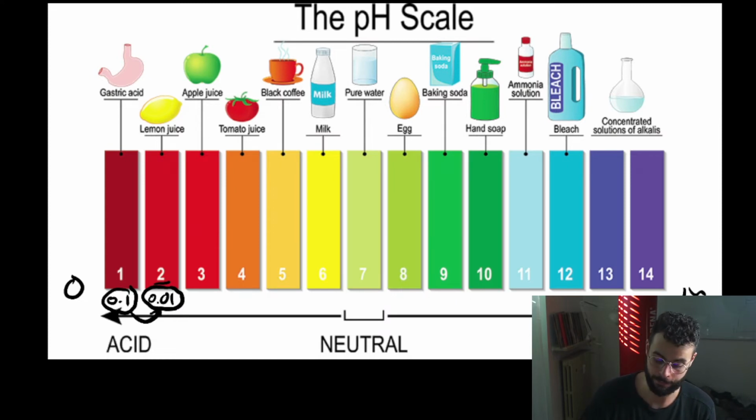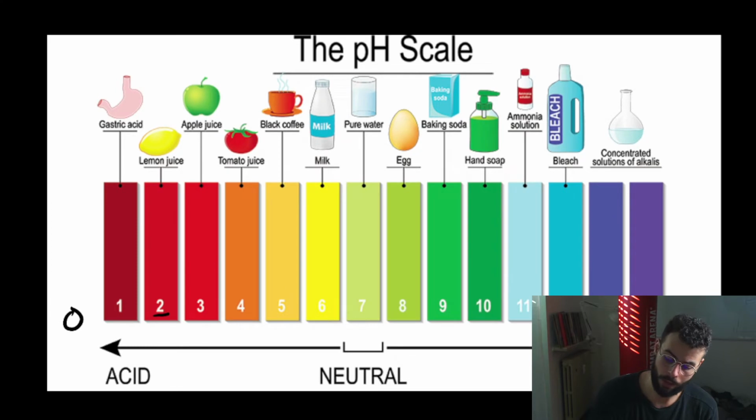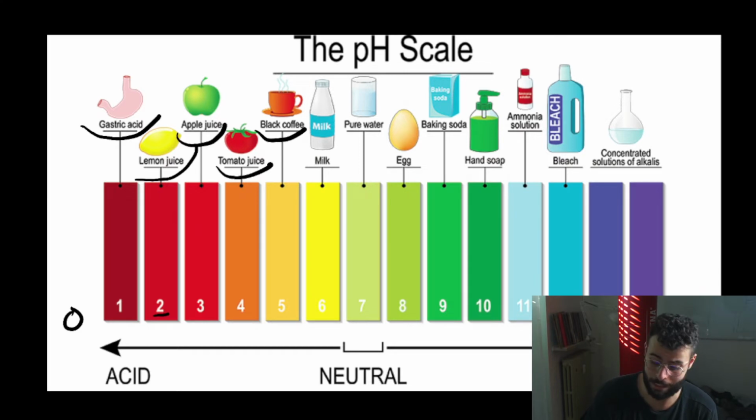It's really easy. So we said that the pH scale is logarithmic, and it represents the amount of protons you have inside your environment, the concentration of protons. So 1 is usually things like lemon juice and the gastric acid you have in your stomach, apple juice, tomato juice, coffee is slightly acidic, milk, then you have water.